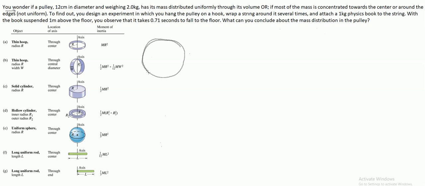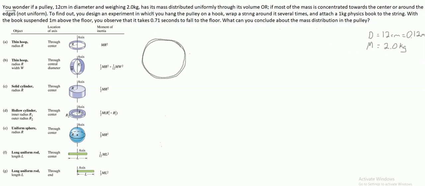I am drawing a pulley. Okay, 12 centimeters in diameter. I'm just going to write that down over here. Let's say D, 12 centimeters. And because I'm in physics, I'm not going to keep it in centimeters. I'm going to turn that into meters. I'm going to say 0.12 meters. Okay, 12 centimeters in diameter and weighing 2 kilograms. So I'm going to put that here. M equals 2.0 kilograms.